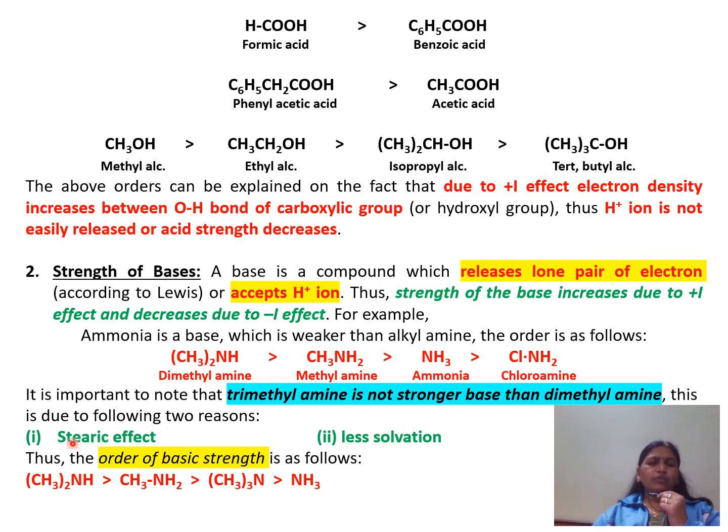The steric effect is that the bulky groups repel each other, and due to this repulsion they are unable to release electrons towards nitrogen. And less solvation. Solvation is the association with solvent molecules, and due to less solvation, the base strength further decreases. The base strength is good when the solvation is high. Thus the order of basic strength is dimethylamine greater than methylamine greater than trimethylamine. So trimethylamine's base strength is less than methylamine and dimethylamine, but greater than ammonia.